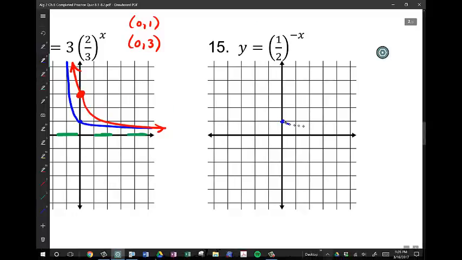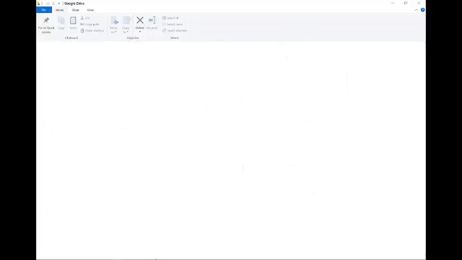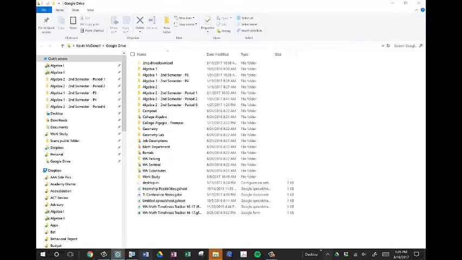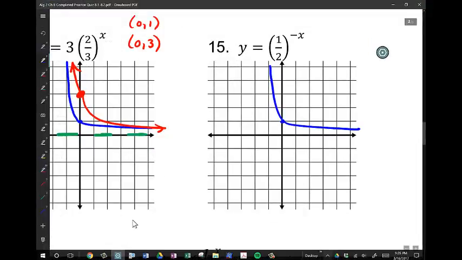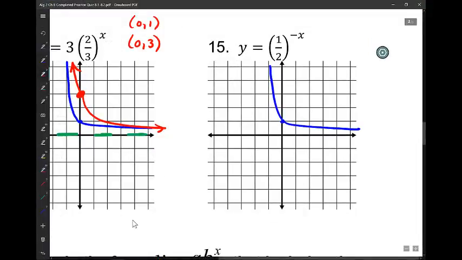Our normal decay function, 1/2 to the x, is right there. But we have a negative x in our exponent, and a negative x flips it over the y-axis. So everything flips symmetrically over the y-axis, but that's still going to give us an asymptote at 0.